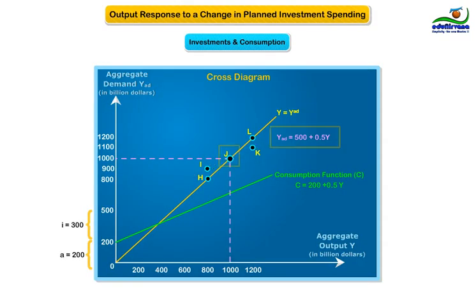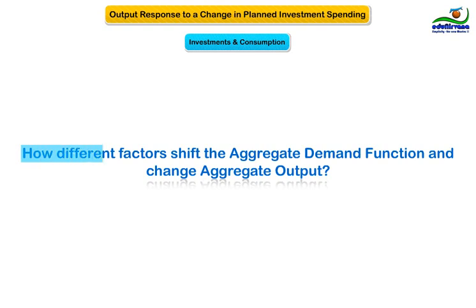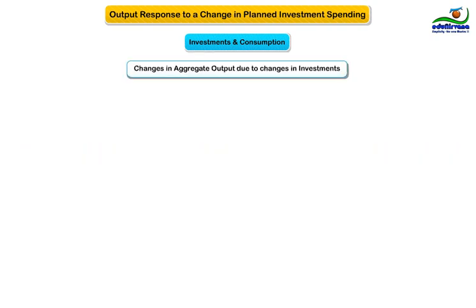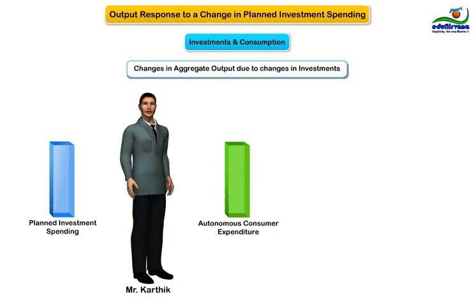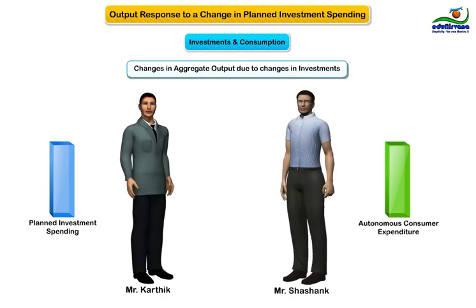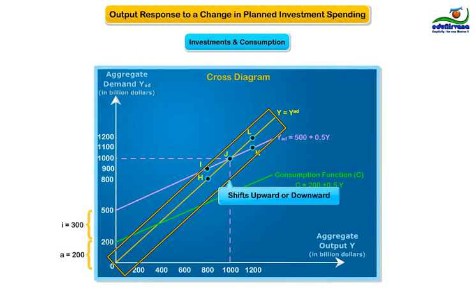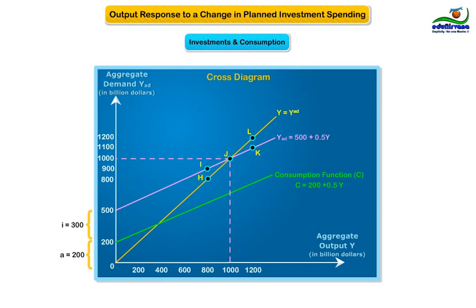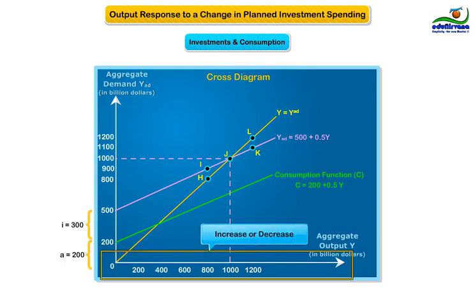Now that we understand the equilibrium aggregate output is determined by the position of the aggregate demand function, we can examine how different factors shift the aggregate demand function and consequently change aggregate output. We will see that either a rise in planned investment spending, that is, decisions of people like Mr. Karthik, or a rise in autonomous consumer expenditure, that is, decisions of people like Mr. Shashank, shifts the aggregate demand function upward or downwards and leads to an increase or decrease in aggregate output.